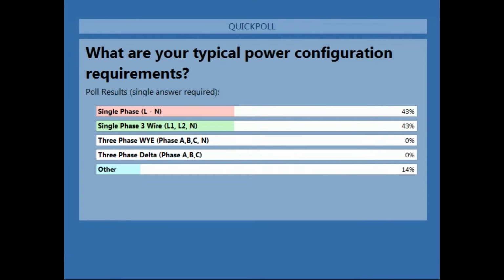Hi, Bashan. The results are in. Okay, so what are your typical power configuration requirements? 43% said single phase, 43% said single phase 3-wire. Nobody responded to 3-phase Y or 3-phase delta, and 14% said other.